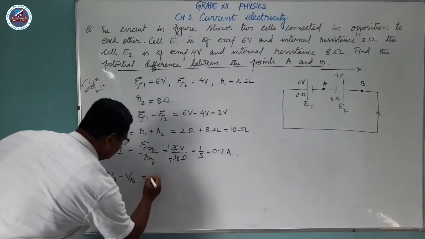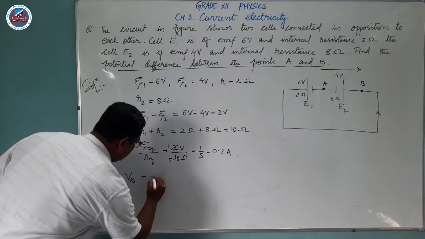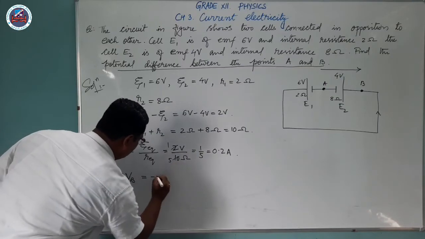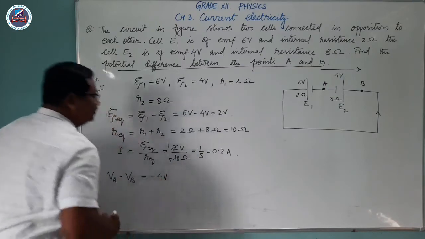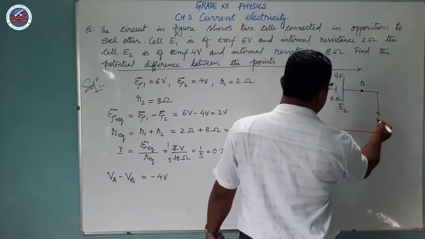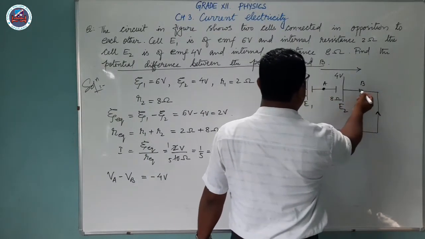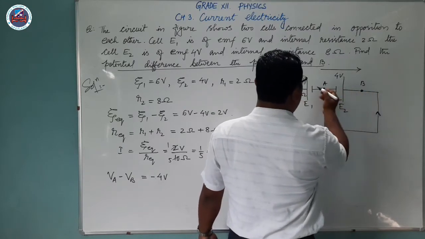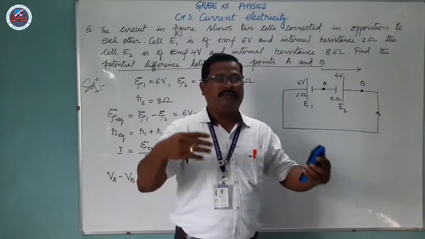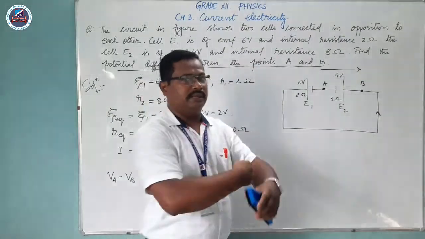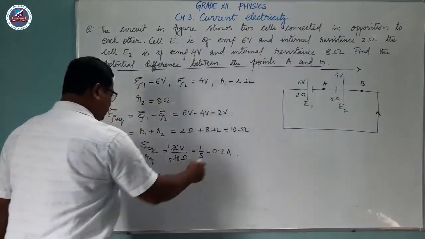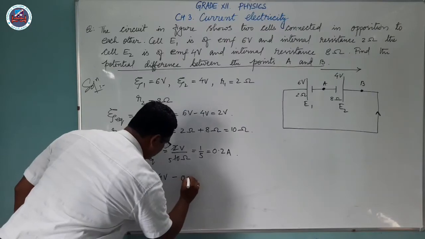Minus to plus, we will take it as negative: minus 4 volt, minus 4 volt. Then the current, in which direction is it flowing? This arrowhead shows that it is flowing opposite to the path that we have selected. So if the current direction and the path are opposite to each other, we take it as negative. So the current here, 0.2 ampere, will be negative 0.2 ampere.